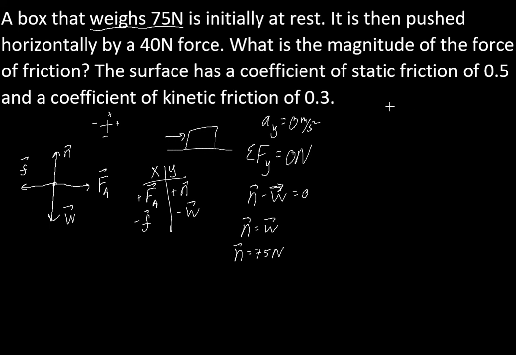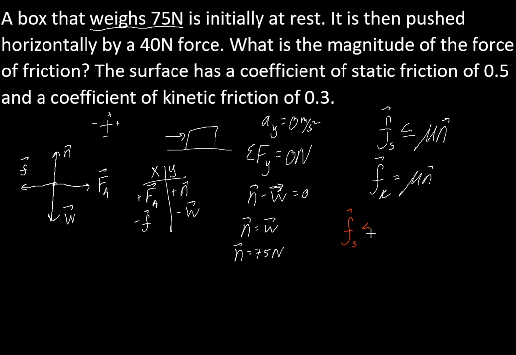The whole reason we found that normal force was because we know that friction, if it's static, is less than or equal to mu N, and friction, if it's kinetic, is equal to mu N. So let's go ahead and make the assumption that the object is still at rest. If it's still at rest, then I'm dealing with static friction. So I'm going to take a moment and find out what the static friction is.